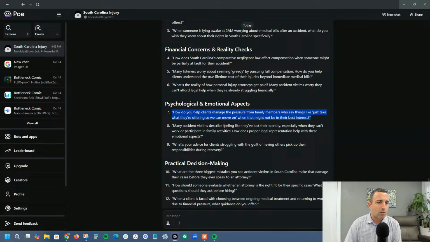Many accident victims describe feeling like they've lost their identity, especially when they can't work or participate in family activities. How does proper legal representation help with these emotional aspects? What's your advice for clients struggling with the guilt of having others pick up their responsibilities during recovery?